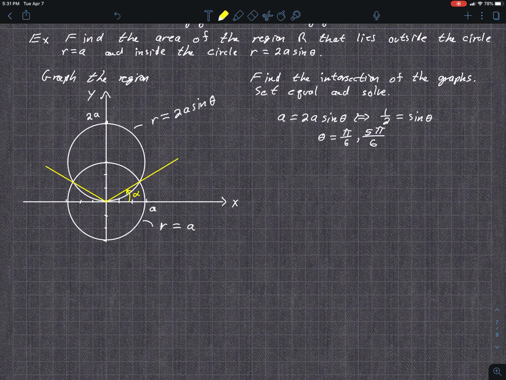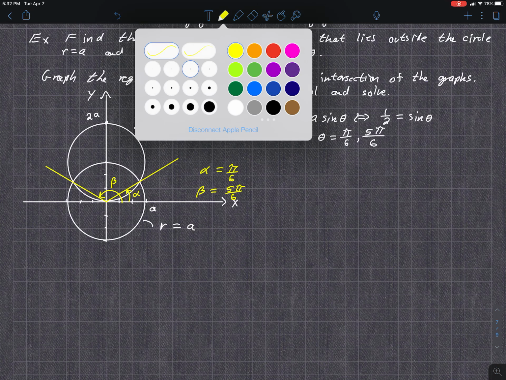And then this angle, we'll keep it the same color, I guess, is your 5 pi 6. And then going all the way around like that, that's your beta. So alpha is your pi 6, and your beta is 5 pi 6. So we're going to integrate. Your outside limits will be that theta. It will be from pi 6 to 5 pi 6.